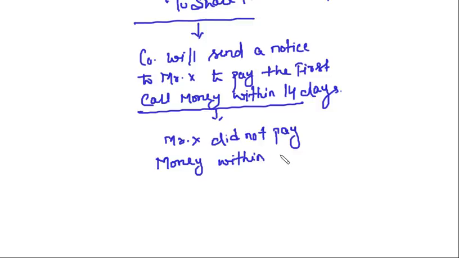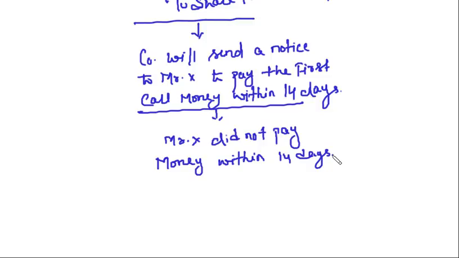within 14 days. Mr. X was an oversmart person. He thought that I will take the shares, then make a default. I won't have to pay the money. But what will the company do? Company will first send a notice to Mr. X that pay the first call money within 14 days. Mr. X did not pay the money within 14 days. He ignored the notice of the company.